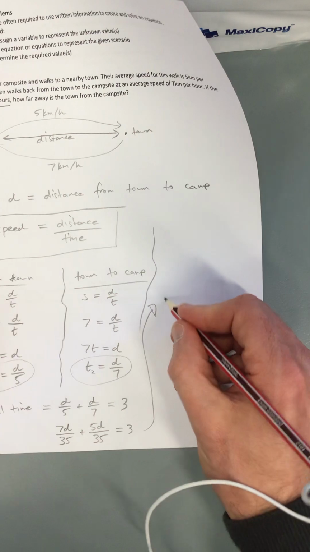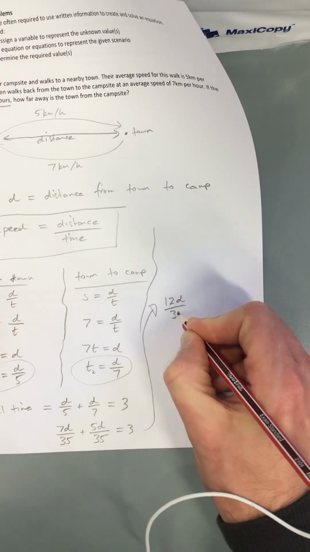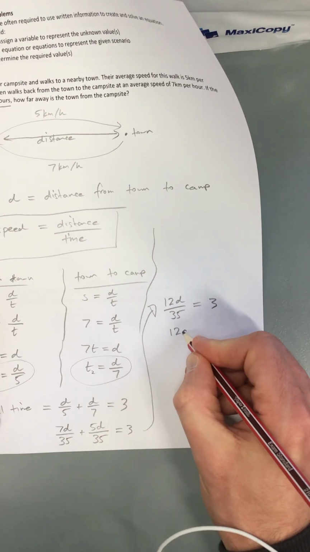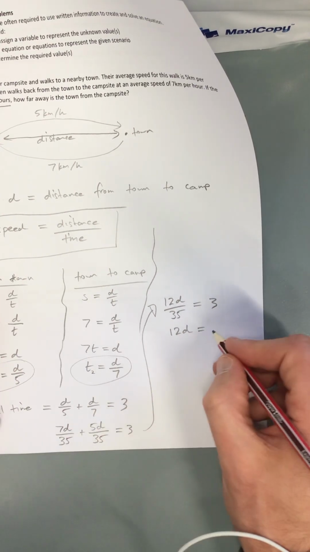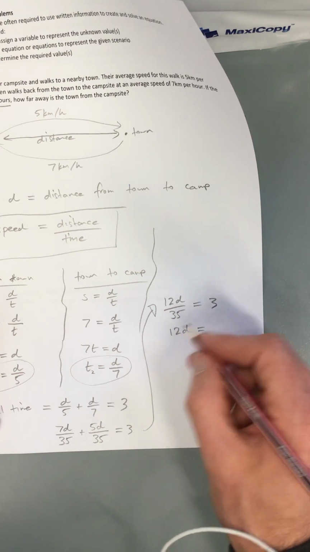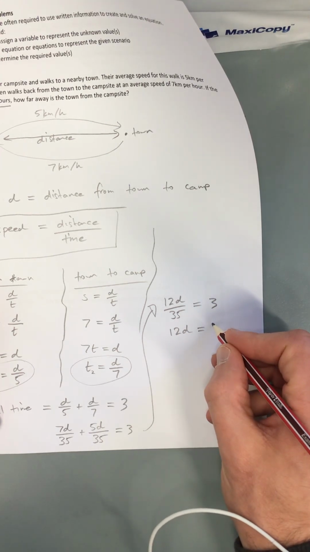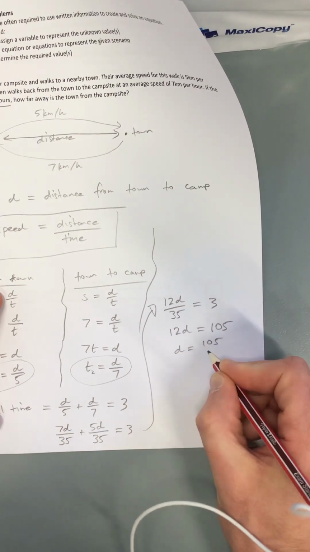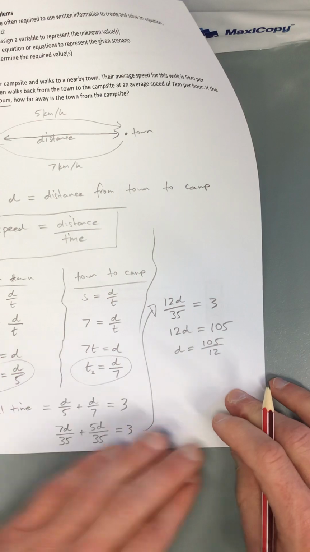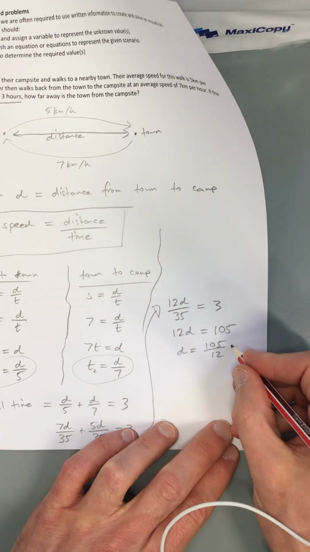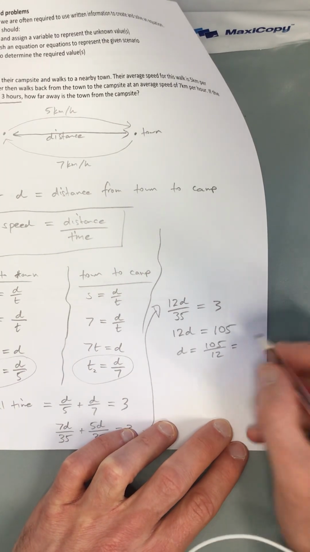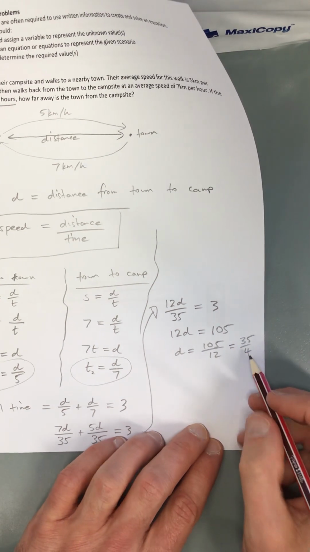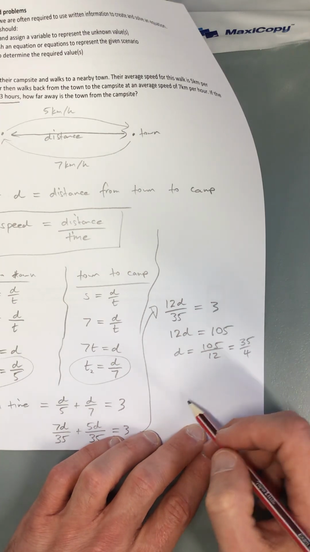So adding those together, we would get 12d on 35 equals 3. Multiply both sides by 35. 3 times 35, well, 3 30s are 90, 3 5s are 15, so 3 times 35 is 105. So distance equals 105 divided by 12. Now both of those can be divided by 3, so we could simplify that down to 35 over 4. And we could just say that it's 35 over 4 kilometres, that would be fine.